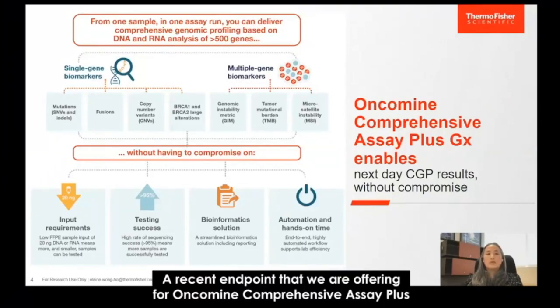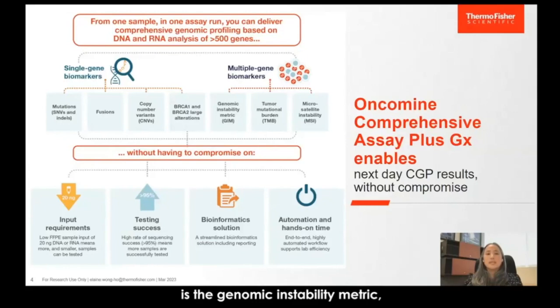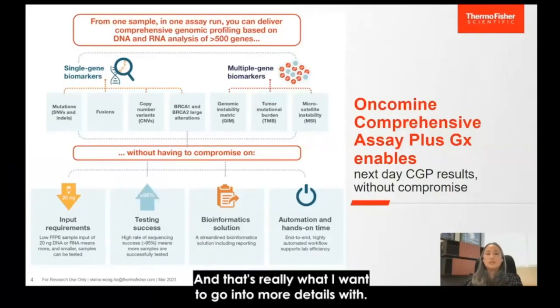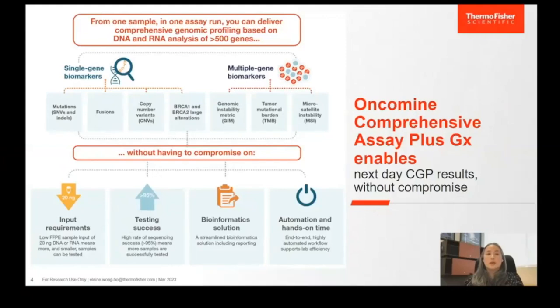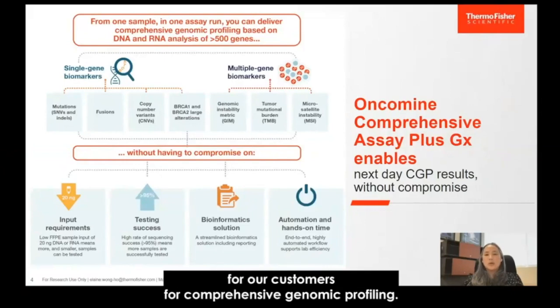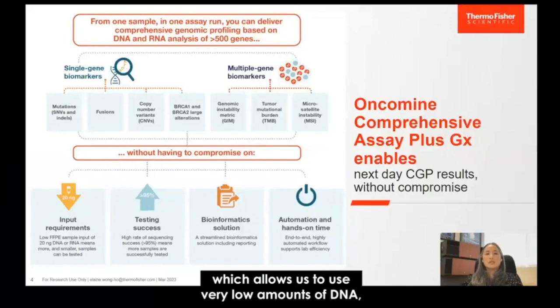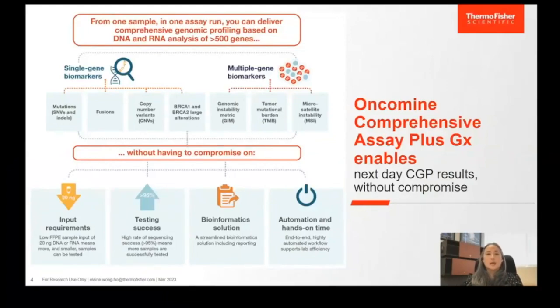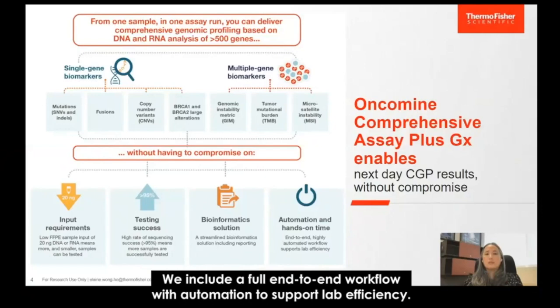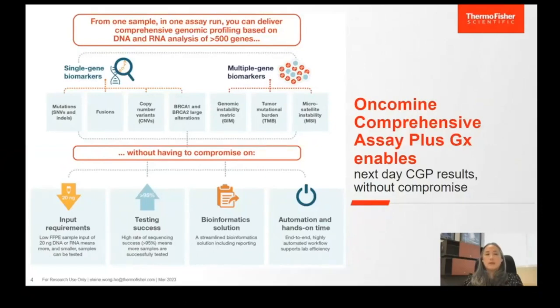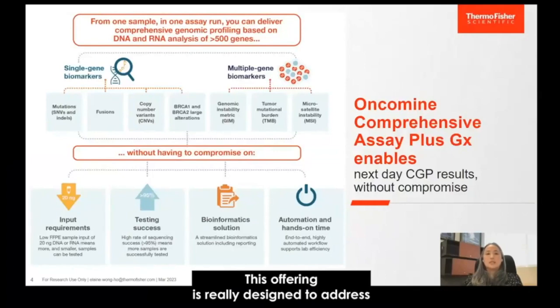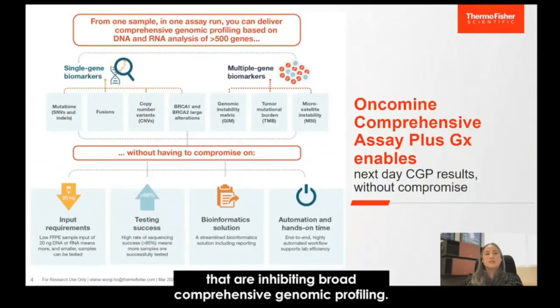A recent endpoint that we're offering for Oncomine Comprehensive Plus is the genomic instability metric, or GIM. And that's really what I want to go into more details about later. But before we get into that, this entire assay is a single solution for our customers for comprehensive genomic profiling. This is done with our tried and true AmpliSeq technology, which allows us to use very low amounts of DNA and offers high testing success. We include a full end-to-end workflow with automation to support lab efficiency. And this offering is really designed to address some of those current limitations that are inhibiting broad comprehensive genomic profiling.